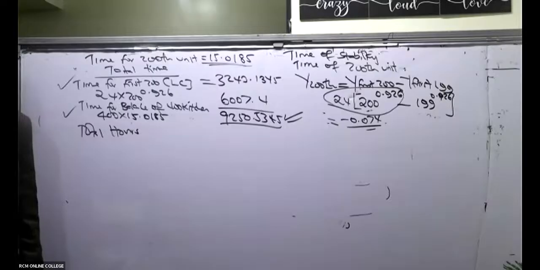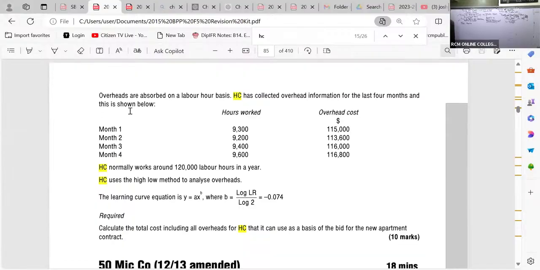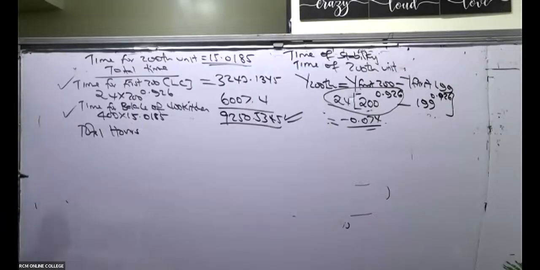This is where they cornered many students, in here. You see, now they gave us overheads. And then they told us overheads are here versus hours worked. And then they told us to use the high-low method to analyze overheads. So remember, we use the high-low method to split overheads.